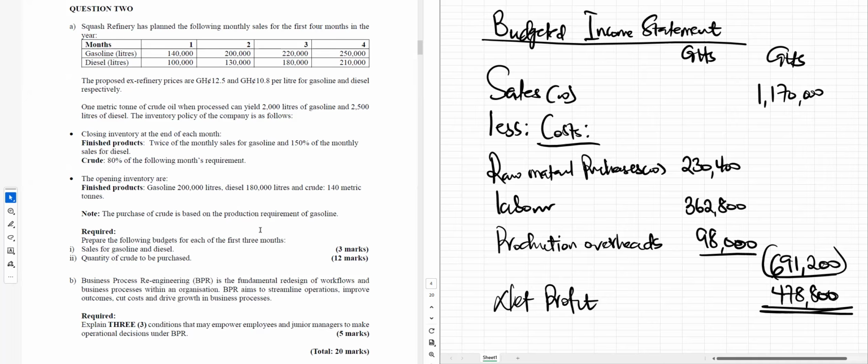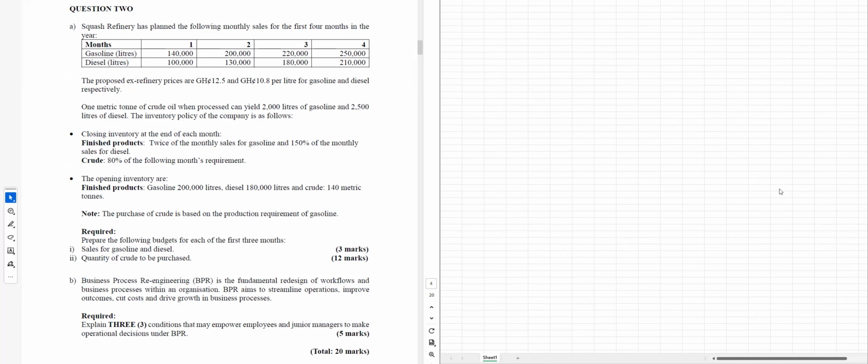This is also a functional budget, virtually. You are getting sales, and the quantity of crude oil that has to be purchased. So what is the first thing we do? Sales budget. We do sales budget. So how do we do sales budget?